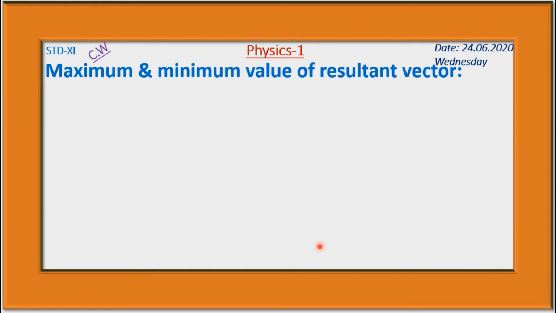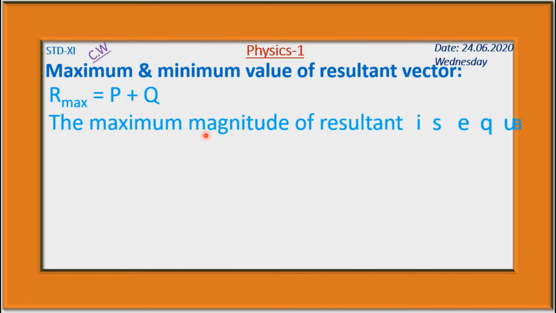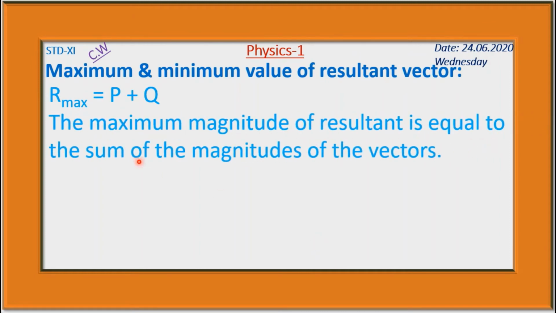Maximum and minimum value of resultant vector we have determined already. R max is equal to p plus q. That is, the maximum magnitude of resultant vector is equal to the sum of the magnitude of the vectors. That is, p is the magnitude of p vector and q is the magnitude of q vector. Therefore, the maximum magnitude of the resultant vector R max is equal to p plus q. That is, sum of the magnitude of the two vectors.